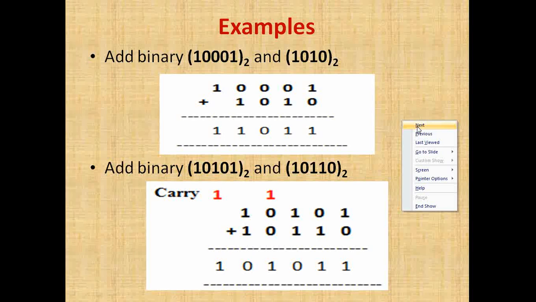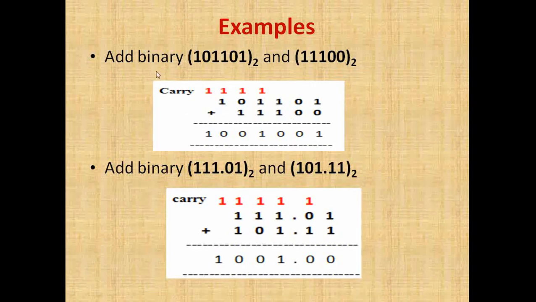Let us have a few more examples. Here is one more example. We are adding 101101 and 11100. So we'll write these two numbers, first binary number, then second binary number. Now we will add them.